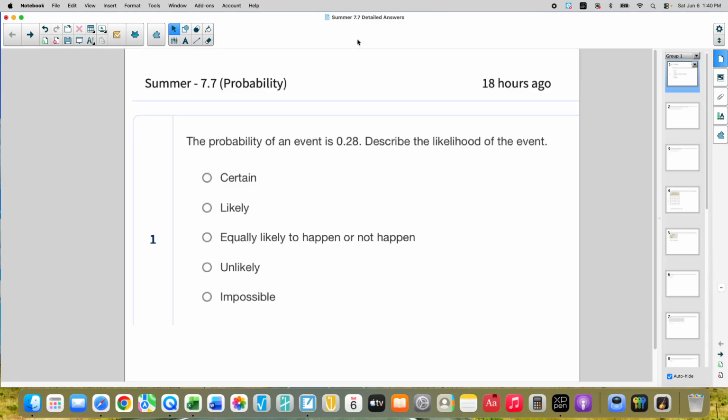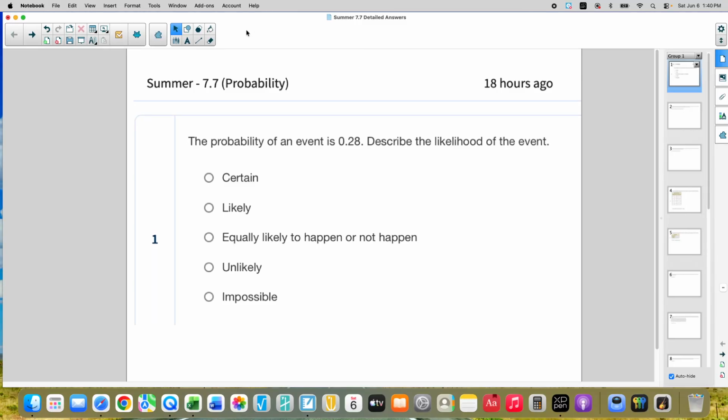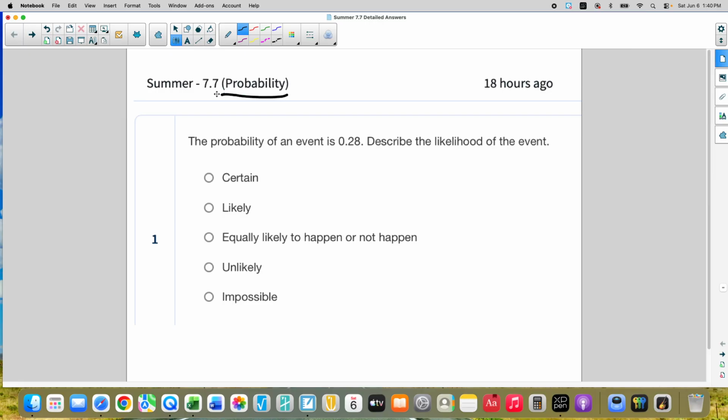All right. It's still Saturday. Now it's afternoon, and we're going to complete Summer 7.7. That's seventh grade, Chapter 7, and we're dealing with probabilities or statistics. I like probabilities a lot. That was one of my more favorite courses that I took in college.